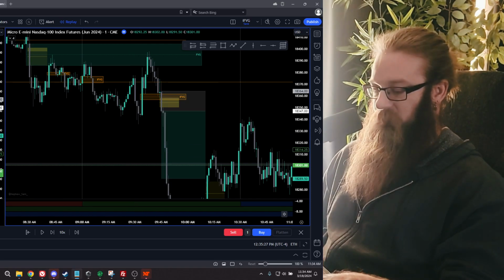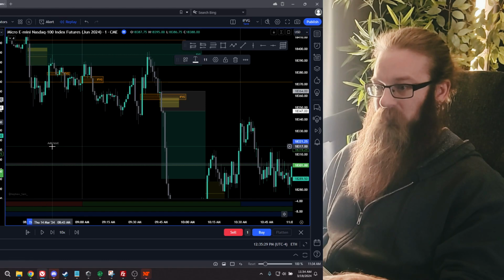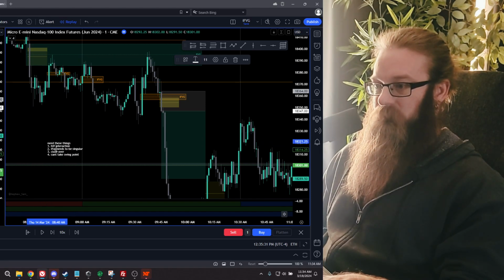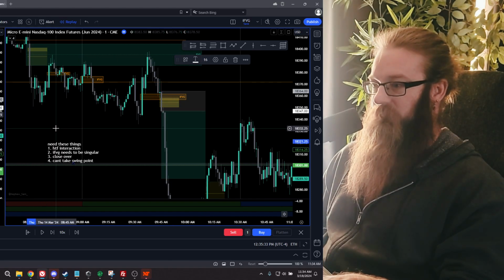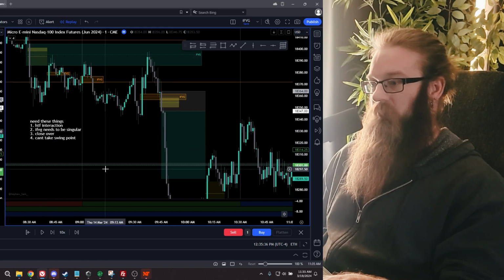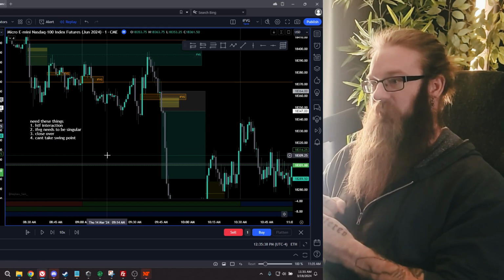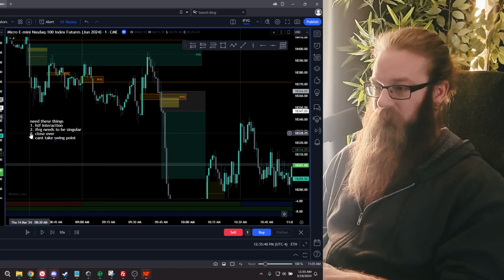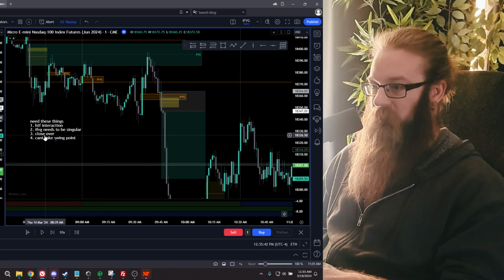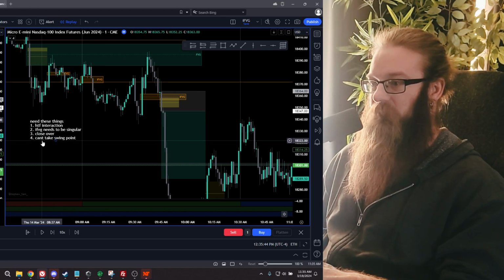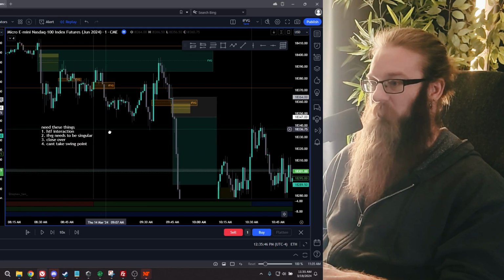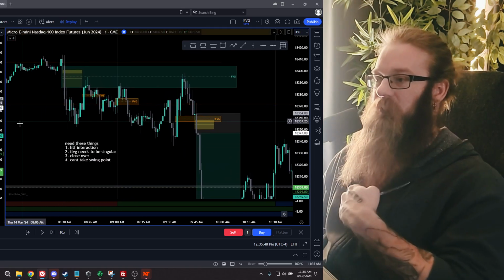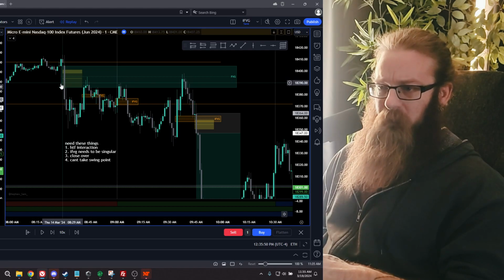Here is a quick little text of the things that you need for this strategy. You need a high time frame interaction. You need an inverted fair value gap to be singular. You need a close over it, and it can't take a swing point in the process. So to touch on those, where are we at in price action here?